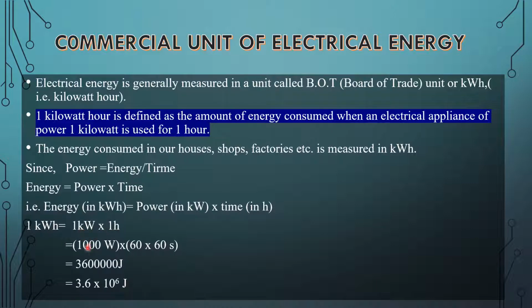Children, 1 kilowatt is equal to 1000 watt and 1 hour is equal to 3600 seconds. So 1000 into 3600 will be equal to 36 lakh joule, or we can say 3.6 into 10 to the power 6 joule. Children, here we have converted kilowatt hour in terms of joule. So 1 kilowatt hour will be equal to 3.6 into 10 to the power 6 joule.